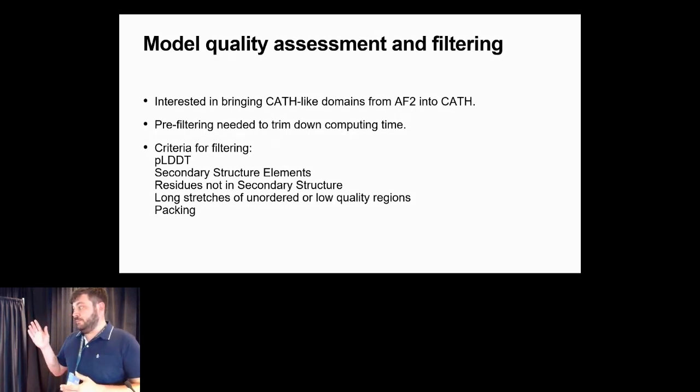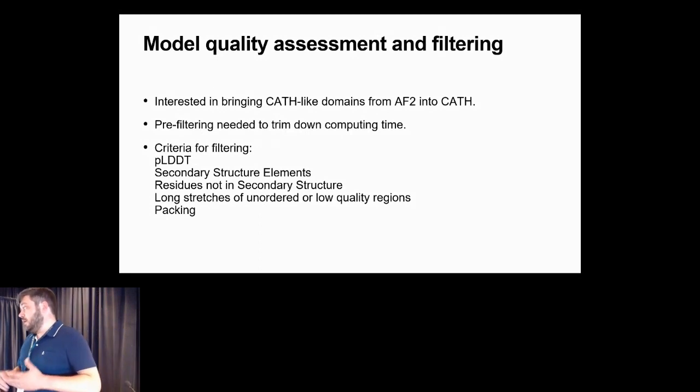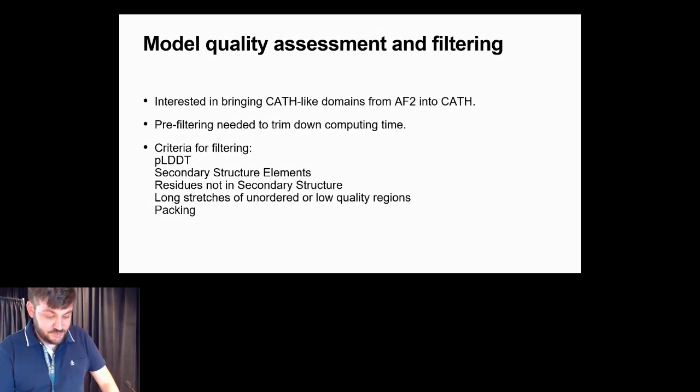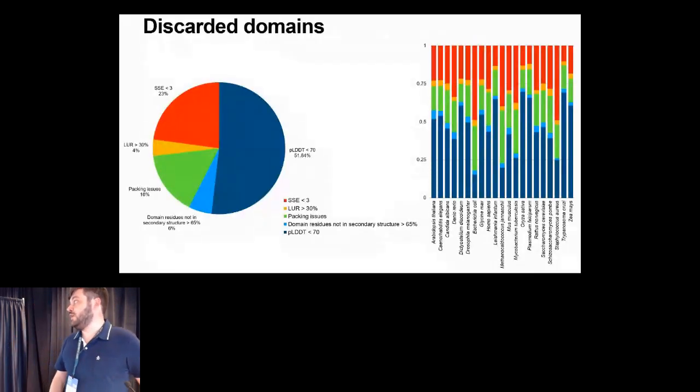And then we look at residues that are not in secondary structure. If 65% of residues are not in a secondary structure as predicted by the SSP, we also throw them out. We look also at long stretches of unordered or low quality regions, or the packing in the core needs to be kind of conserved. By using this filtering criteria, this is the composition of our discarded domains. You can see that most of them, around 52%, are very much in line with what Mike Sternberg announced before, that 50% of domains in the AlphaFold dataset are of low quality.